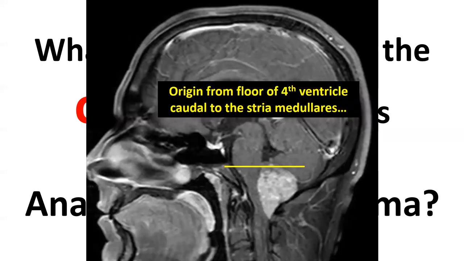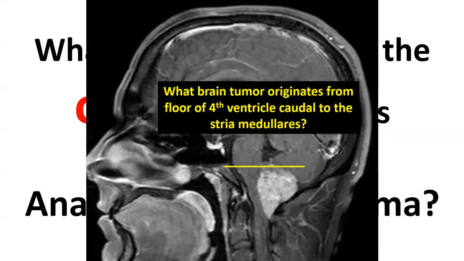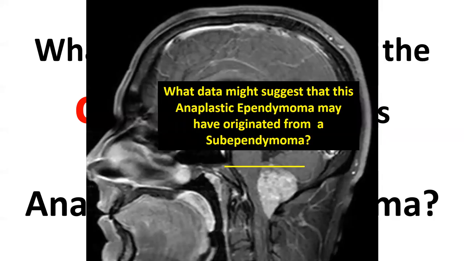Well, here's the key. The origin from the floor of the fourth ventricle, caudal to stria medullaris. Okay, I put a parallel line here running across the lower pons, showing the rostral end of this tumor. It's clearly originated in the caudal half, right? So what brain tumor originates from the floor of the fourth ventricle, caudal to stria medullaris? Subependymoma. Huh. Okay, could this tumor have originated in a subependymoma? Well, okay, what data might suggest that this anaplastic ependymoma may have originated from a subependymoma?